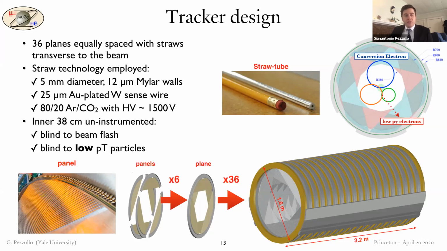And a very important feature of this tracker is this hollow in the middle, because we actually left the inner 38 centimeters uninstrumented on purpose, because in this way we will be blind to all the incoming low energy particles, mostly decay in orbit electrons that are produced in the stopping target, and will be just moving downstream inside the tracker without producing any hits in the detector.